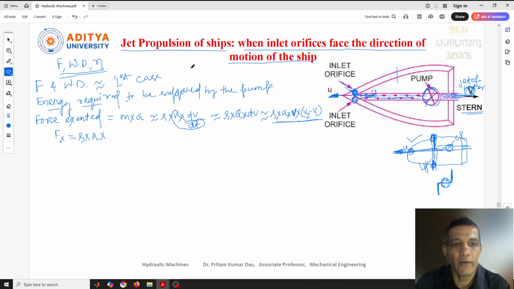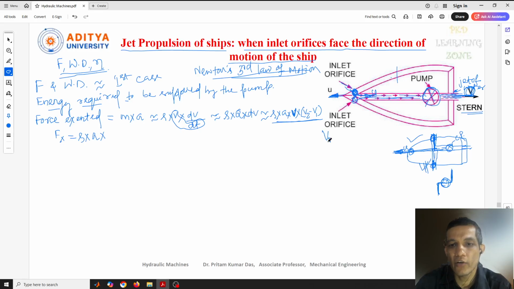Let me remind you, this concept works based on Newton's third law of motion, which says that every action has an equal and opposite reaction. The velocity coming out is the action, and it gives a reaction, and due to this reaction the ship started moving in the forward direction. If only the jet of water were moving, we could have considered only V. But here the jet of water is moving and the ship is also moving, so we need to consider a relative velocity.